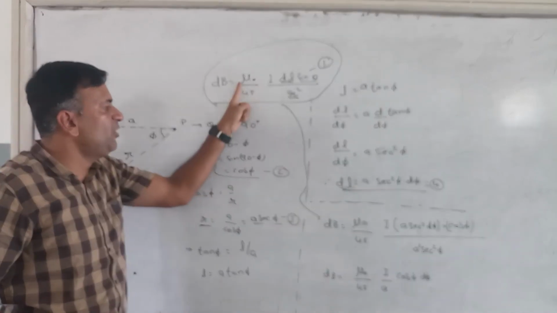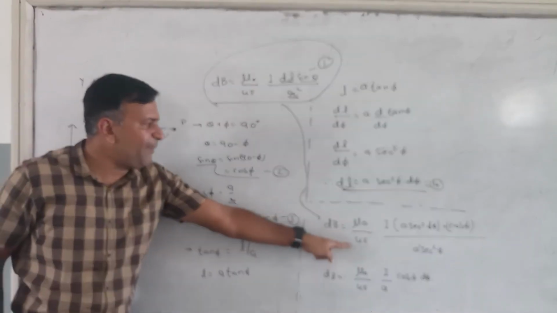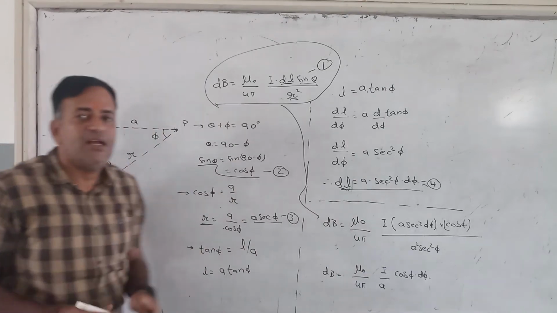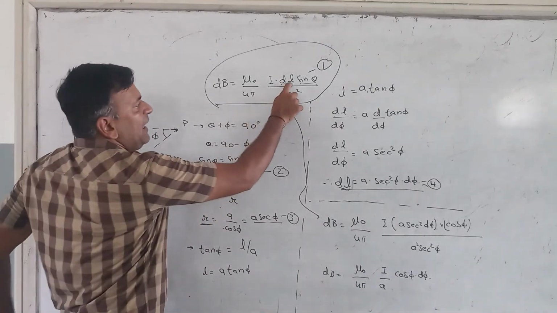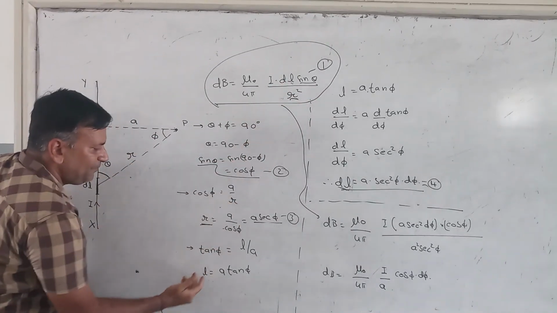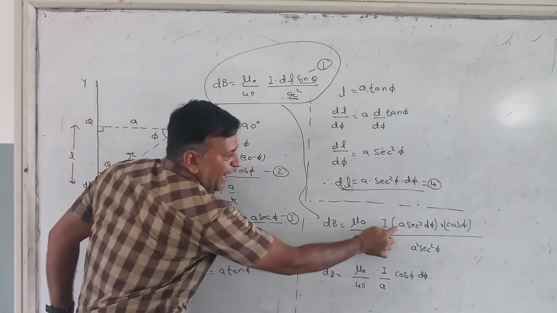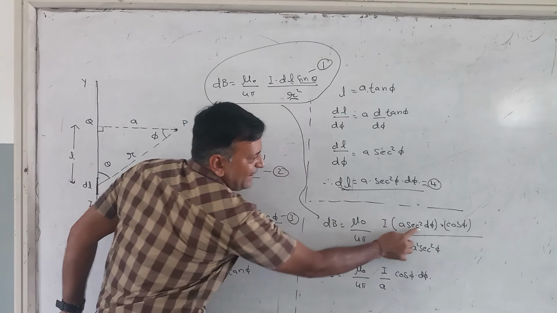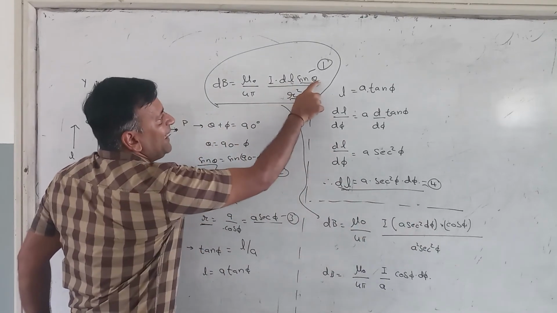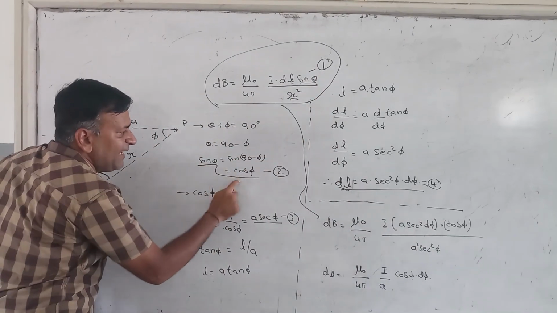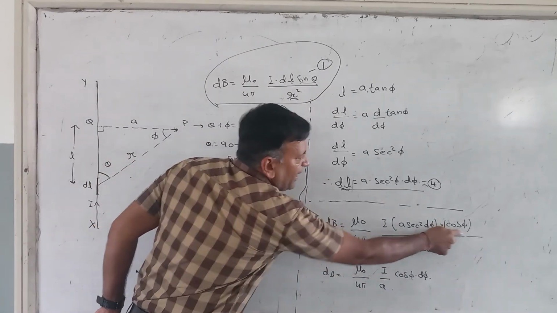dp is same as dv, mu 0 is same as mu 0, 4 pi is same as 4 pi, I is same as I. Okay, now what is dl? See, where is dl? dl is this. It is a sec square phi d phi. So I have taken a sec square phi d phi instead of dl. Sin theta, where is sin theta? The replacement: sin theta is equal to cos phi. Instead of sin theta, I have written cos phi.